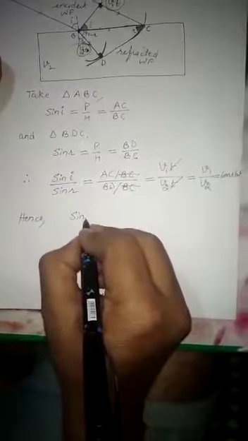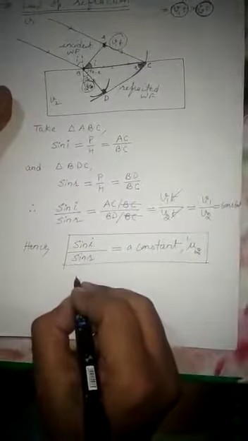sine of i divided by sine of r is equal to a constant, and by Snell's law it becomes a mu, or we can write it as 1mu2. So in this way we can easily prove the law of refraction.